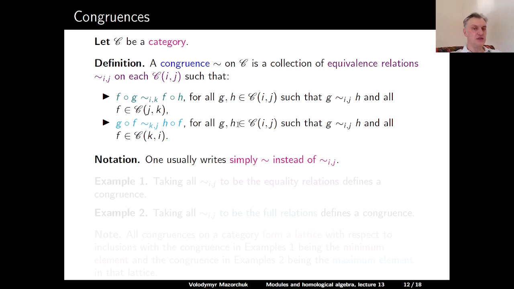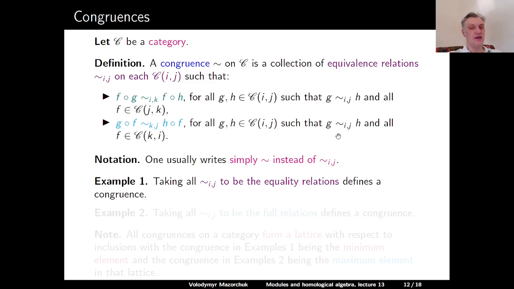And of course, one usually simply writes ~ instead of ~ij and so on. For example, one trivial congruence would be given by the equality relations. So if we take all ~ij's to be just the equality relations, this obviously defines a congruence. And as another trivial example, we can also take ~ to be the full relation. So ~ij is a full relation on C(i, j) for all i and j. And of course, this also trivially defines a congruence.